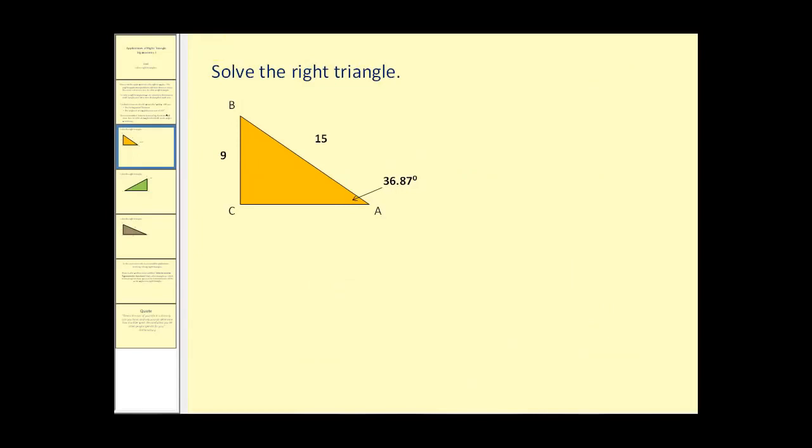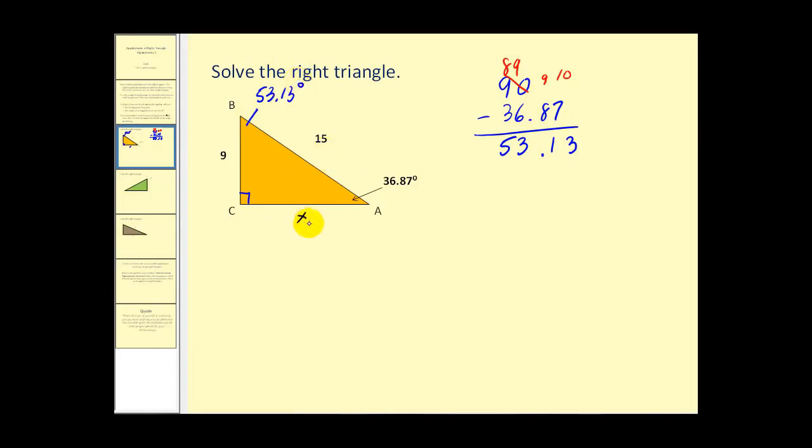So the first thing we have to recognize is we have a right triangle, so this measures 90. This measures 36.87 degrees. We know that the two acute angles of any right triangle are complementary. So to find angle B, we can just take 90 degrees and subtract 36.87 degrees. And we can see that would give us 53.13 degrees for angle B.